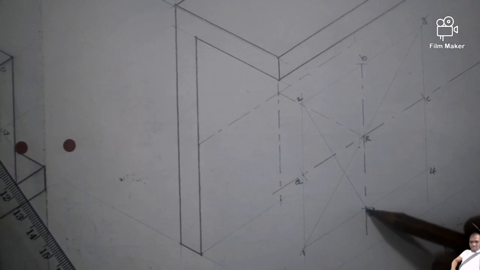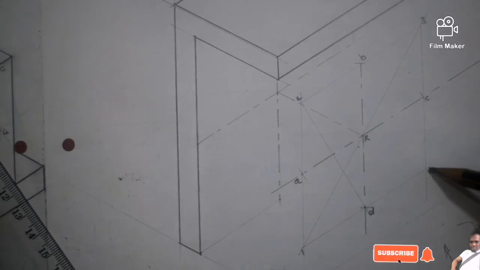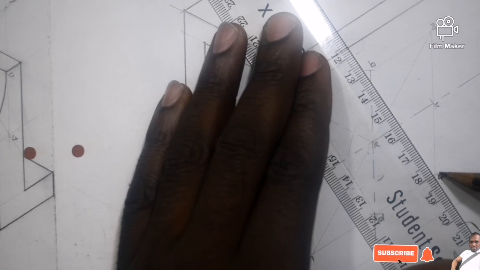And we join a center point to a corner. Now we have to join a corner point to a center, and these two lines are supposed to be parallel to each other.